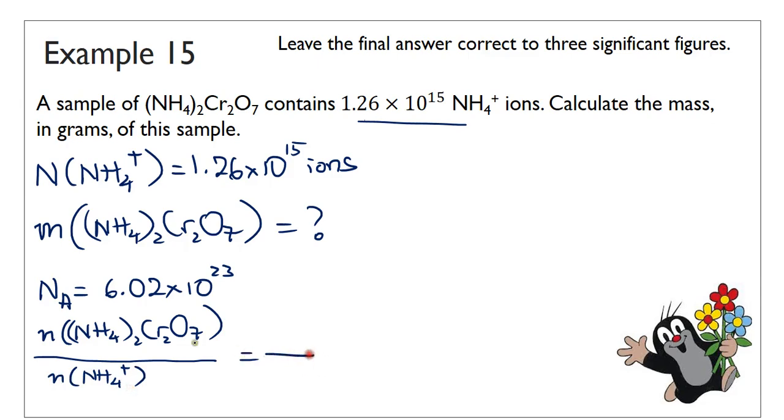So if you look at this, for one ammonium dichromate, I need 2 ammonium ions. So the mole ratio between them is going to be a 1:2 ratio. And the last thing that I think I'm going to need is the actual molar mass of ammonium dichromate, because you have to find the mass.